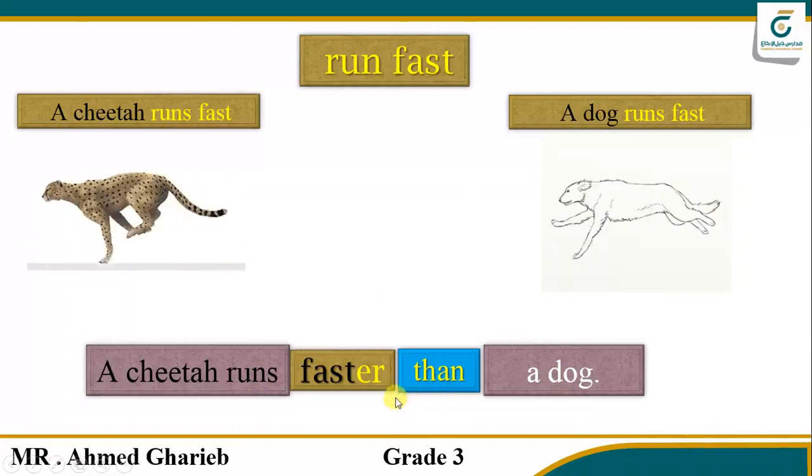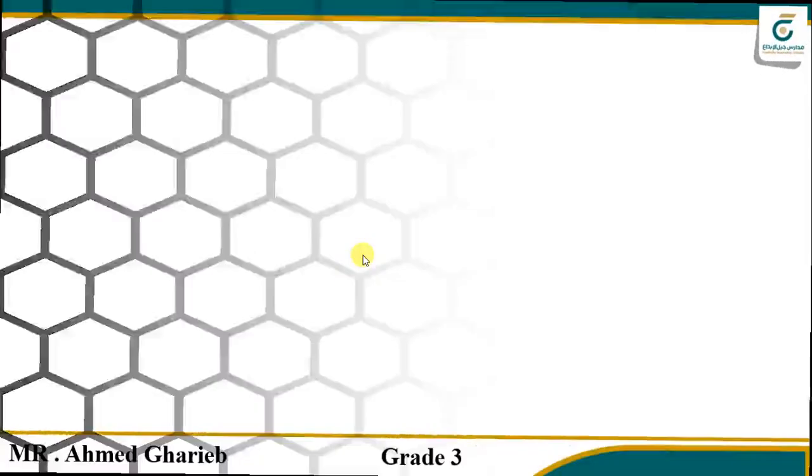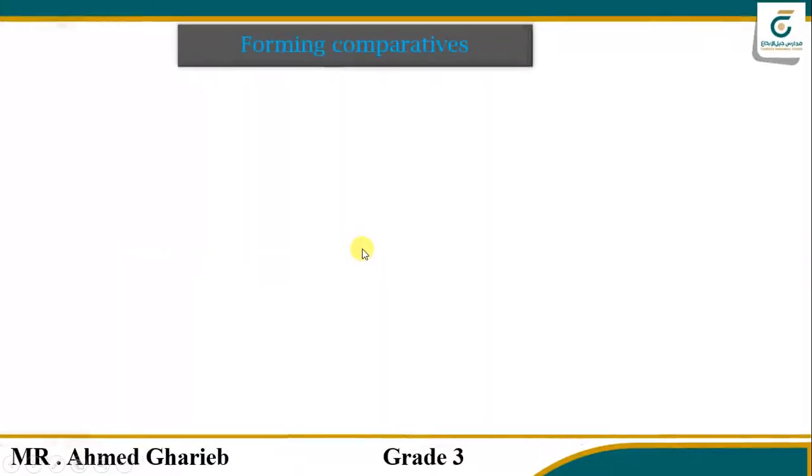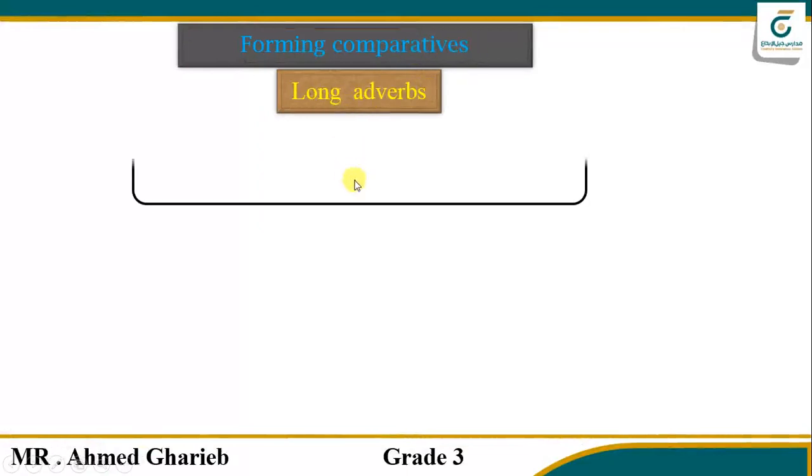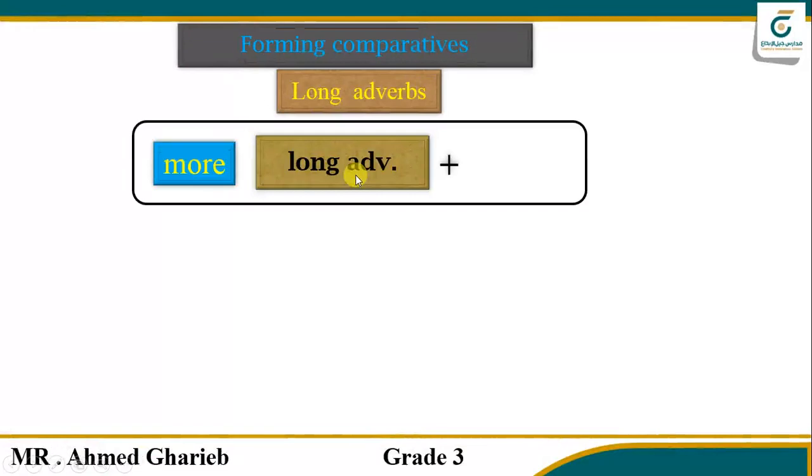Okay, now let's see how to form the comparative of the long adverb. How to form the comparative adverb from the long adverbs. As you see, we add before the long adverb more and after it than. So more, long adverb, than.